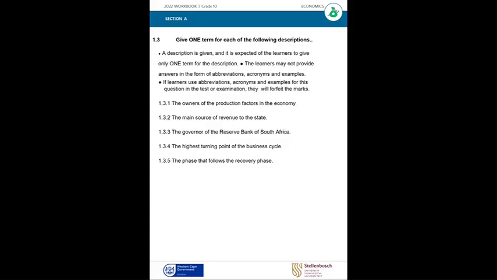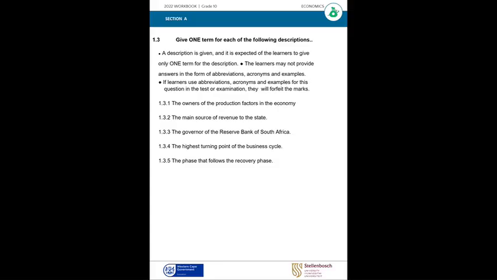This is the section where sometimes people get 0 out of it's normally out of 6, so sometimes they get 0 for this section. They just can't think of one definition or description. The owners of the production factors in the economy, we said earlier on, are households. The main source of revenue to the state, how does the state make their money, is obviously from taxation. Now here also, many times students will write income tax. Income tax is just one example of taxation, right? There are various taxations that they make use of.